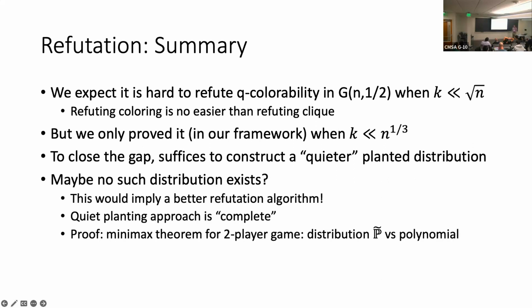Now, you might worry that maybe that distribution just doesn't exist. Maybe refutation is hard, but there isn't a quiet distribution that you can use, right? That would be a problematic situation because then we'd need to find some other way to prove hardness. Turns out that can't happen. If there is no quiet planting, there actually has to exist a better refutation algorithm. Or in other words, the quiet planting approach is complete. So if refutation is hard for low-degree polynomials, there actually has to exist a quiet distribution that witnesses this and lets you prove it.